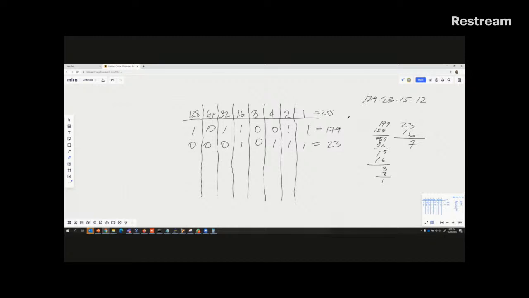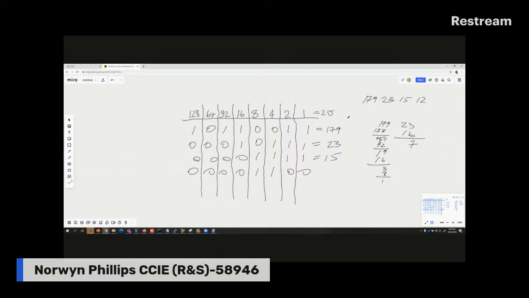And the same thing we will do for 15. We can look at it and say 8 plus 4 are 12, plus 2 is 14, plus 1 is 15, and that is 15. And for 12, we can look at this and say 8 and 4, 12. So everything else is a 0. So that's how easy it is, my friends, to convert 179, 23, 15, 12 to binary.